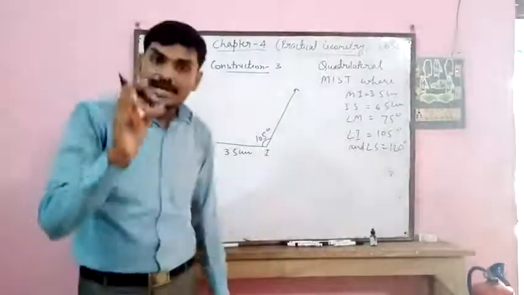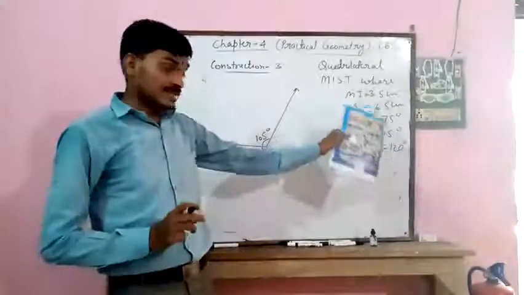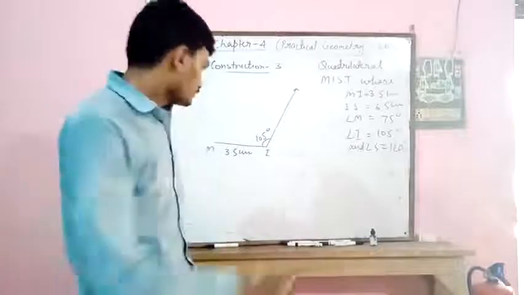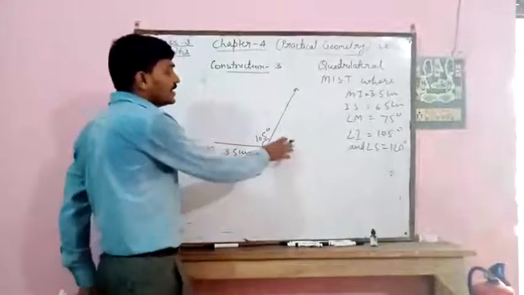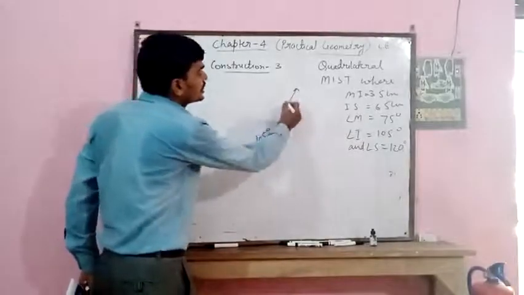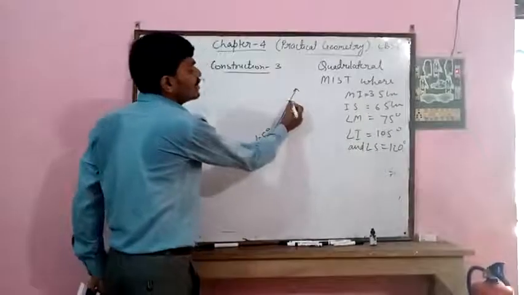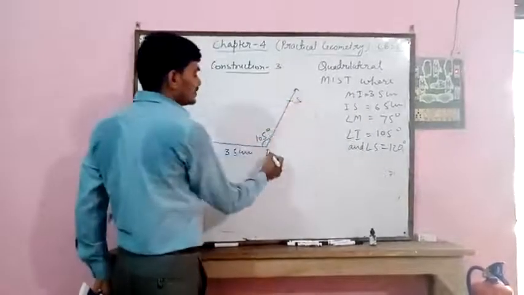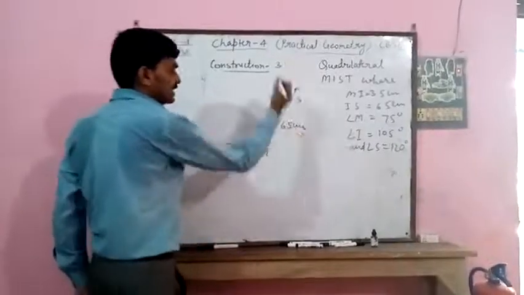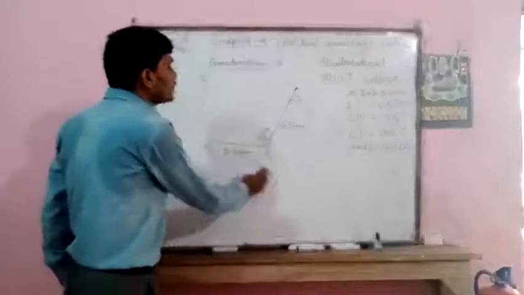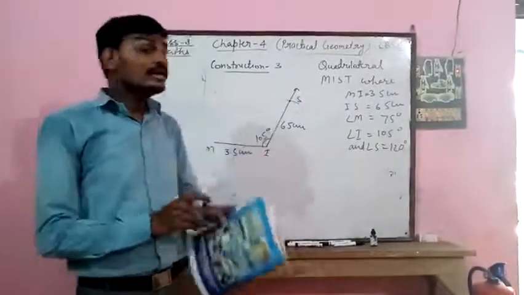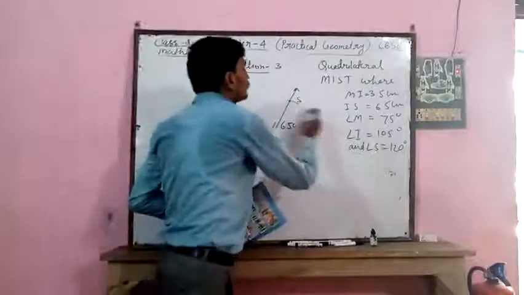Now take an arc of 6.5 centimeter with the help of compass. Now place your compass at I and cut an arc of 6.5 centimeter, that is here. This point will be S. This is S and this is 6.5 centimeter. Now this is MIS.